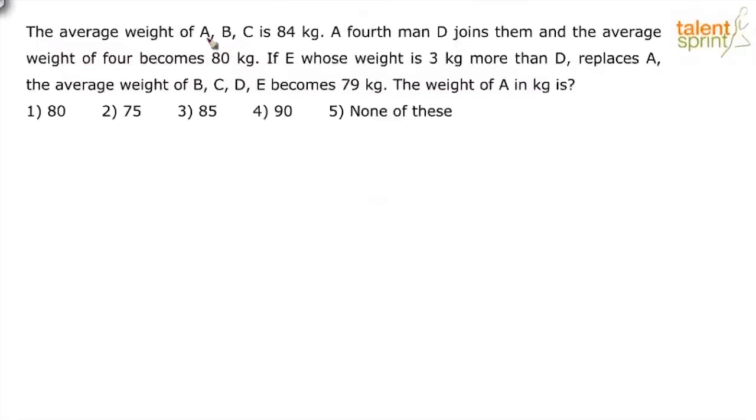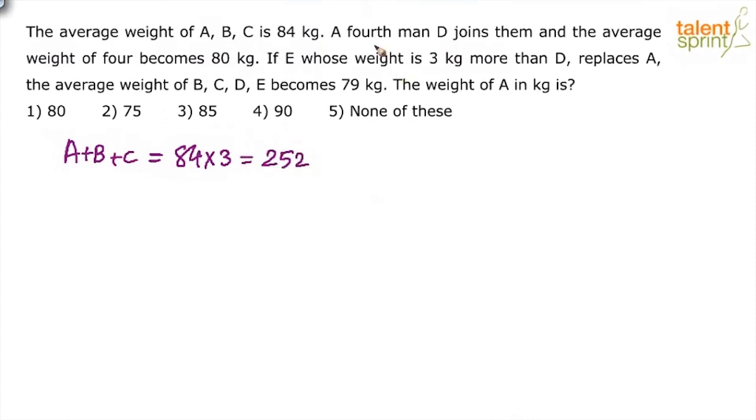The average weight of A, B, C is 84 kg. So can we say A plus B plus C is equal to 84 into 3? Because the average is 84, the sum will be the average into the number of values. The sum of the observations is equal to the average into the number of observations, and observations here is nothing but the number of persons. So A plus B plus C will be 84 into 3, which is 252.